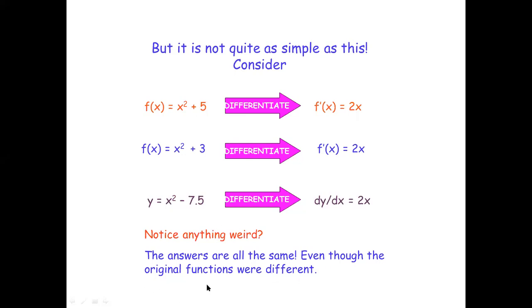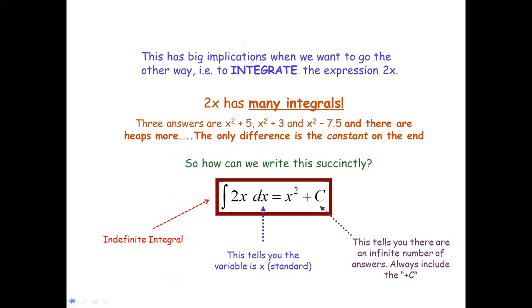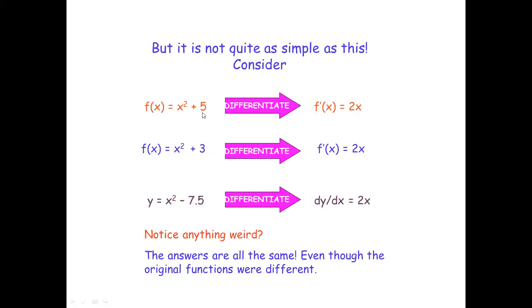Even though the original functions were different, our answers are all the same. And if we integrate those, it will not go back to the original. So if you integrate this, you will not get a 5. If you integrate this, you will not get a 3. If you integrate this, you will not get a negative 7.5.